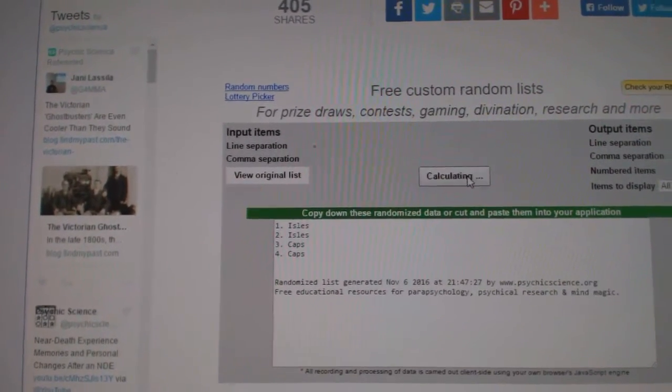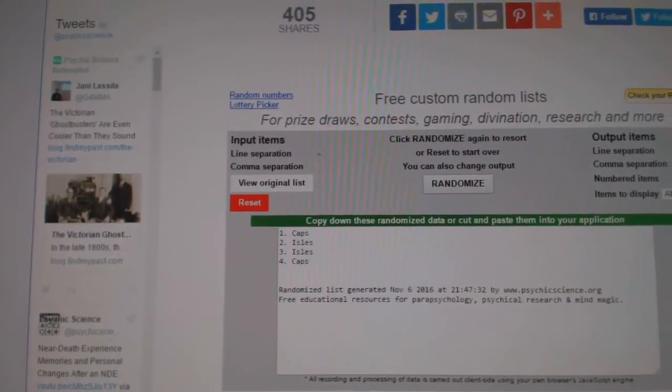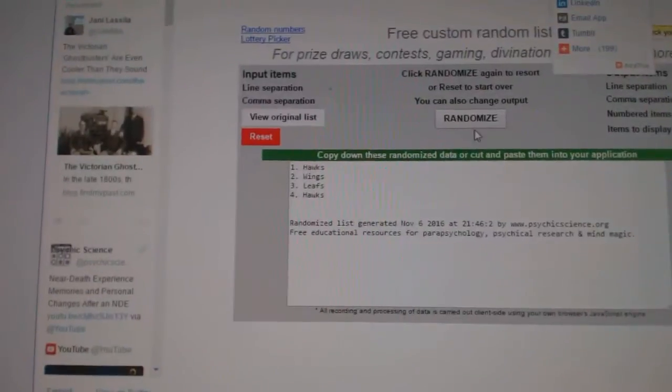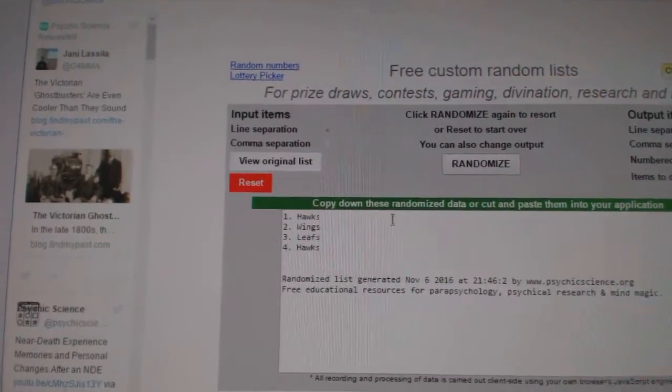One, two, three. The Capitals win that one. Next up, the Hawks, Wings, Leafs, Hawks, quad 101 printing plate.